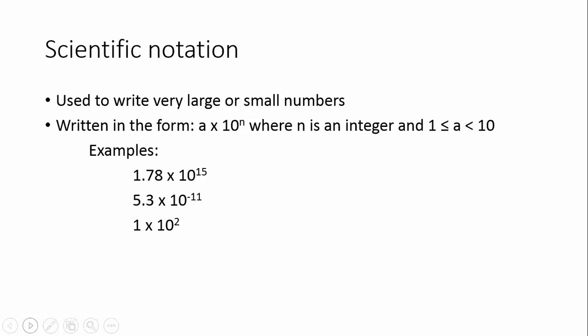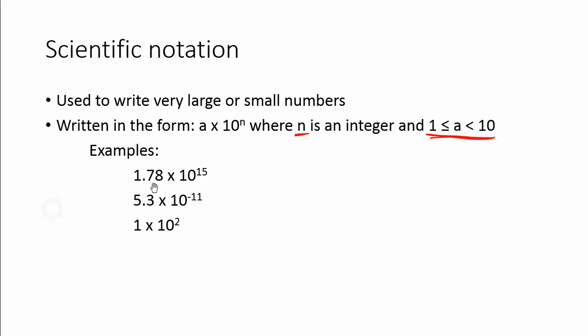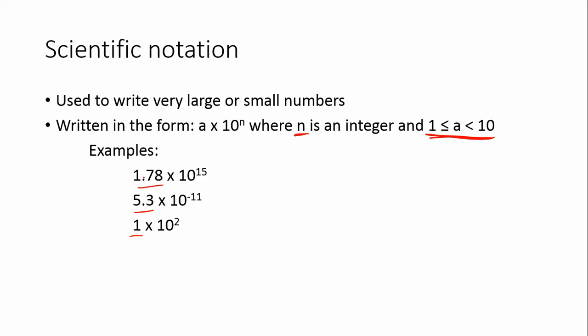We have 1.78 times 10 to the 15th, 5.3 times 10 to the -11th, and 1 times 10 to the 2nd power. Those numbers are all written in scientific notation, and we're going to talk about proper scientific notation. Remember, what's important is that n itself is an integer, and here's the other really important part. A must be greater than or equal to 1 and less than 10. And remember that A is the number that's here in the front. So all of those numbers are between 1 and 10.